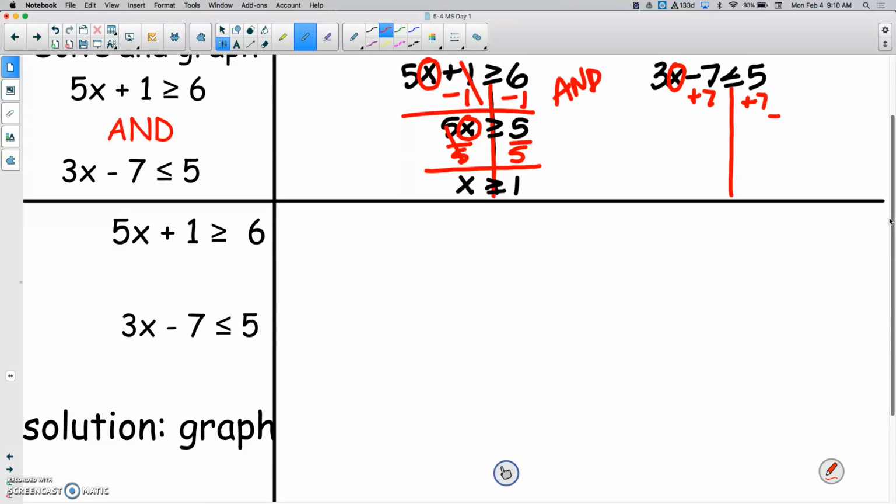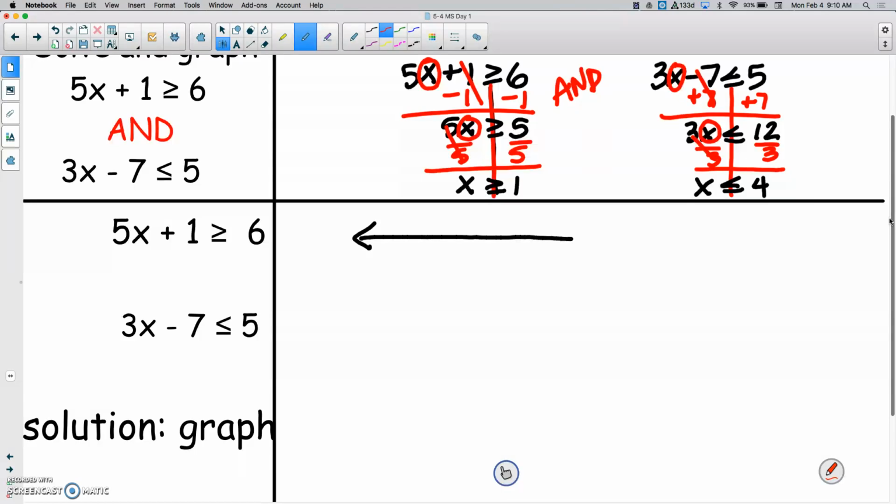The second one, I need to add 7. So 3x is less than or equal to 12. Then divide by 3. So x is less than or equal to 4. Okay, so now my numbers are 1 and 4.